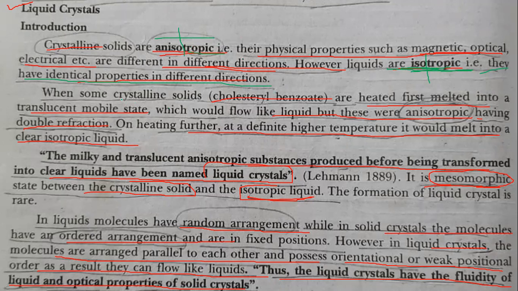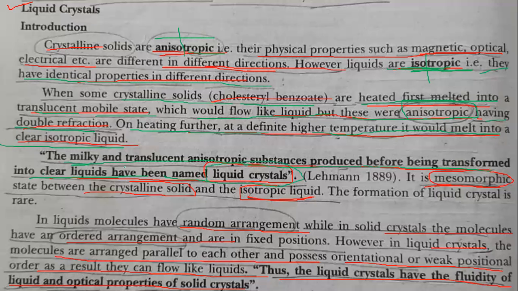See, when some crystalline solids like cholesterol benzoate are heated, they first melt into a translucent mobile state, which would flow like a liquid, but these were anisotropic, having a double refraction. On heating further at a definite higher temperature, it would melt into a clear isotropic liquid. The milky and translucent anisotropic substance produced before being transformed into a clear liquid has been named liquid crystal.